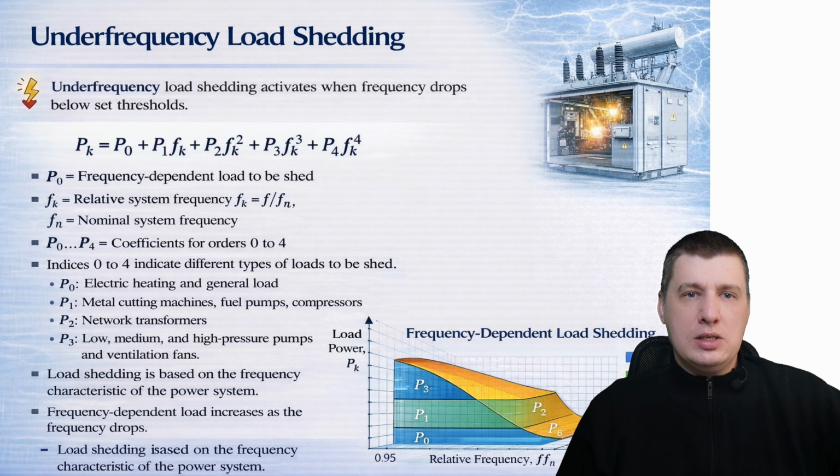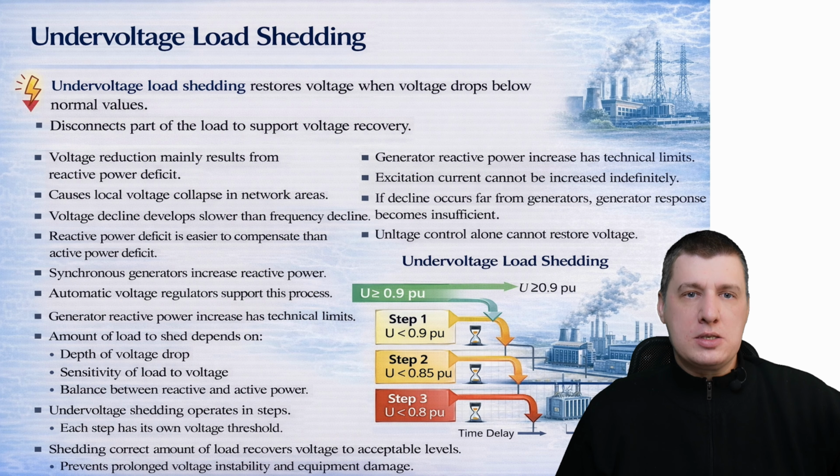As the frequency decreases, frequency dependent loads change their power demand. The protection uses this relationship to calculate how much load to shed. By shedding the correct amount of load, the system stabilizes frequency. This prevents generator tripping and large-scale system collapse.